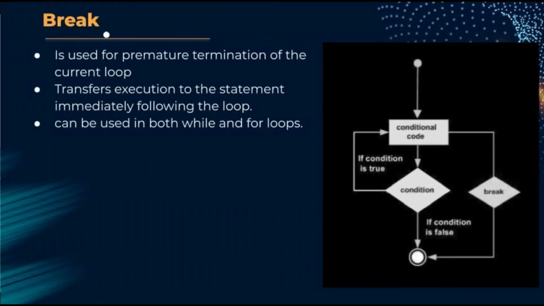So the first control statement which we are gonna see is break. Break is used for premature termination of the current loop. That means before the condition completely gets false, we can terminate the loop by using the break statement. Basically it transfers the control flow to the statement immediately after the loop, or if we are using nested loops, then the control flow can be transferred to the outer loop. So if we provide a condition that on a particular iteration I want a break statement, then on that particular iteration the loop will break and the control flow will go outside the loop. I hope it was clear.